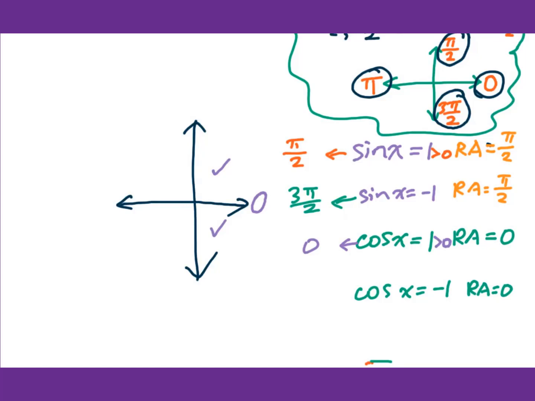For cosine x equals -1, that's negative. For cosine, it's these two quadrants. The reference angle is 0, so only pi will be the solution. So when sine x or cosine x equals the maximum or minimum value, there's only one solution between 0 and 2 pi.